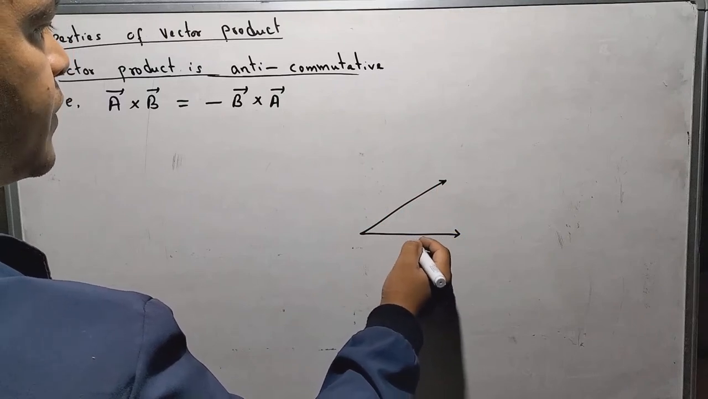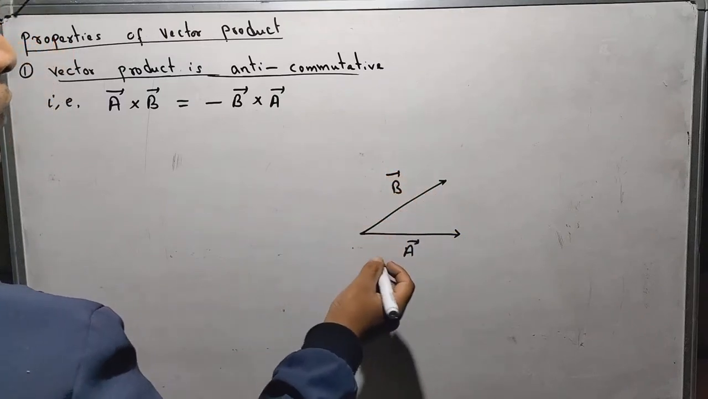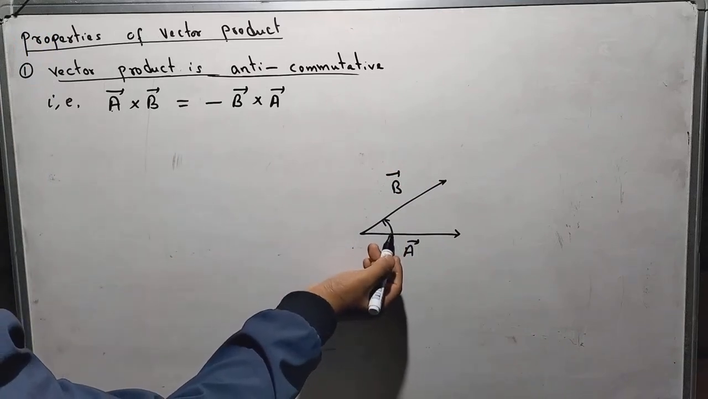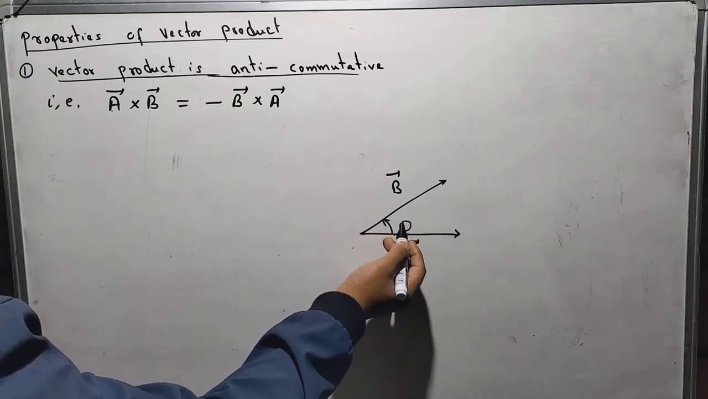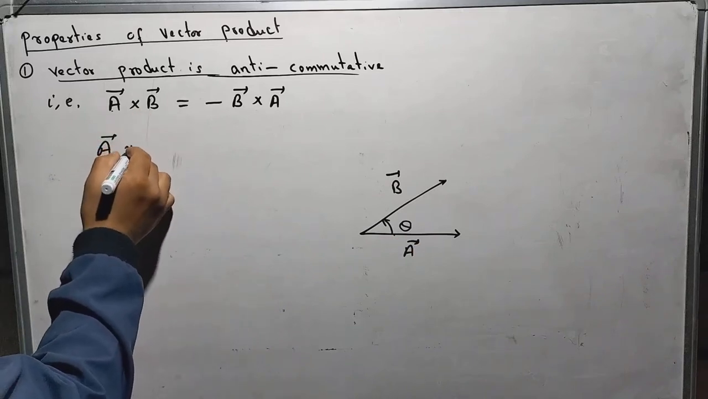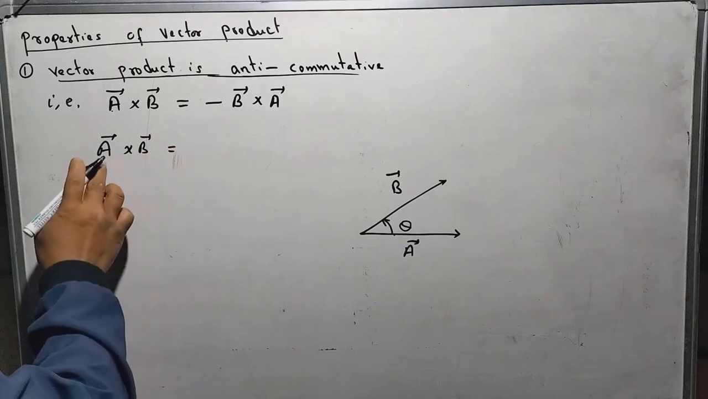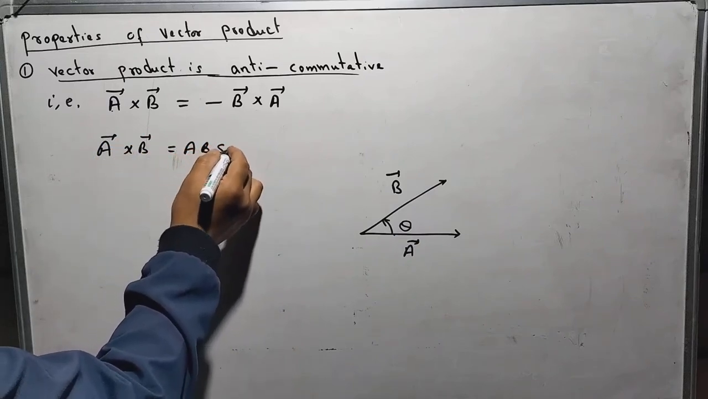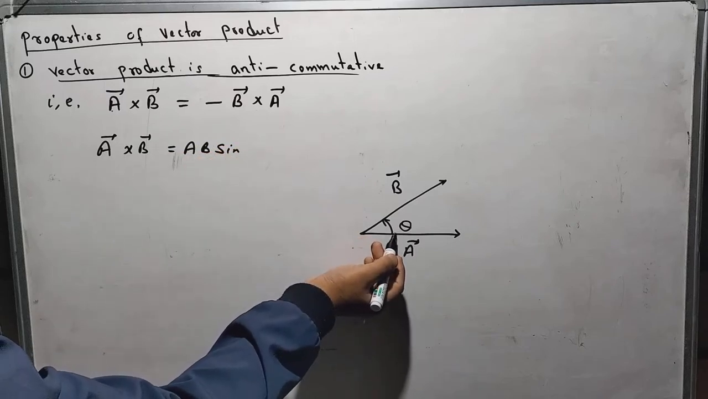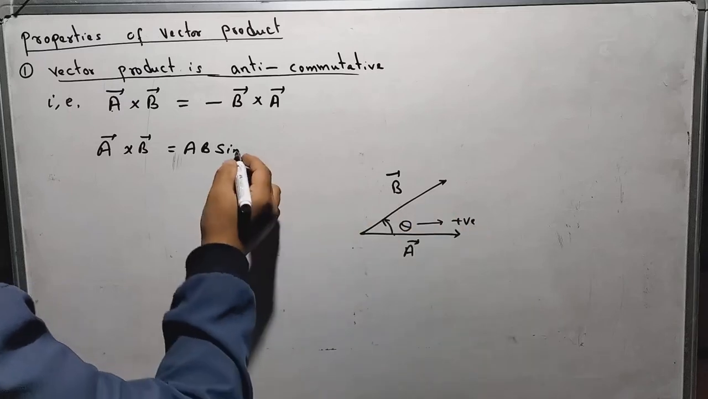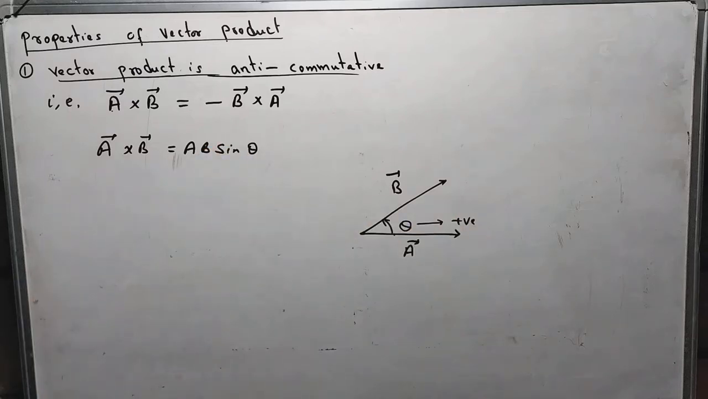Now, when I say A cross B, that means you are rotating the vector from A to B through an angle theta. So this A cross B is equal to the magnitude of the first vector, the magnitude of the second, and the angle, in this case, as you rotate the vector in anti-clockwise direction. So this theta here is positive. So just sine theta. Fine. So that is A cross B.